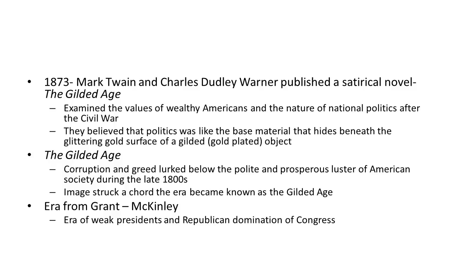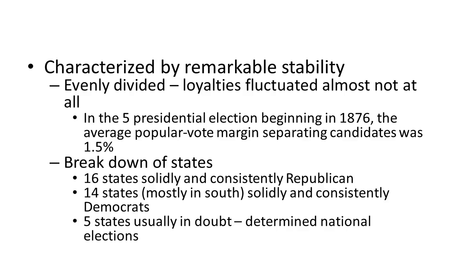And that image really strikes a chord with authors at the time, and they really run with it when they're talking about social critique. While we will eventually get to some of those critiques and some of the problems with this time period, we should first begin by understanding that this period is characterized by remarkable stability. The two political parties are fairly evenly divided, and loyalties fluctuate almost zero. In the five presidential elections from 1876 forward, the average popular vote margin separating the two candidates was about 1.5%.